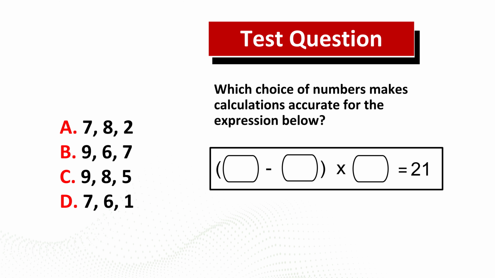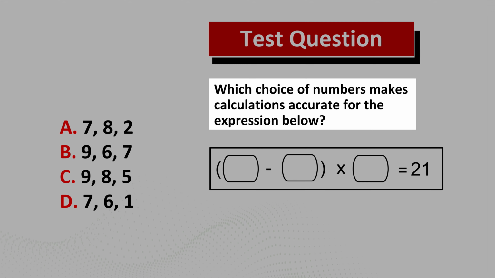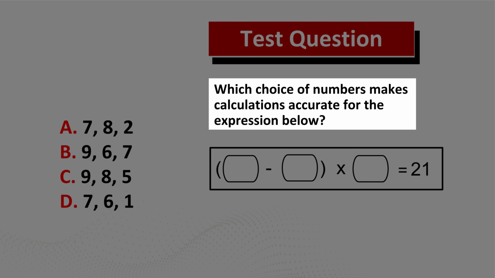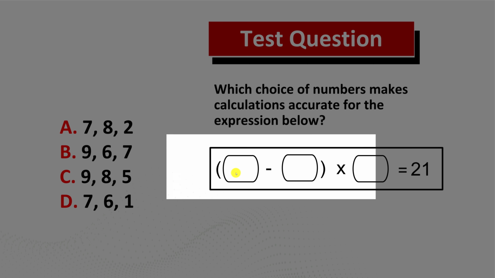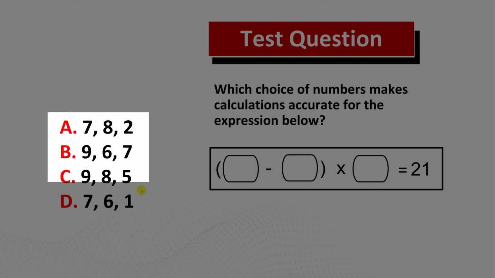And now, here's the question for you to try. Which choice of numbers makes calculations accurate for the expression below? And you have an expression. 2 numbers in parentheses multiplied by a third number equals 21. And for the 2 numbers in parentheses, you subtract the second number from the first number. And you have 4 different choices.